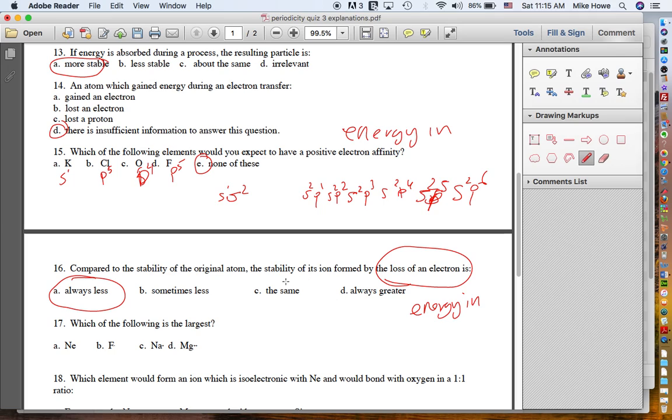Okay, so ions are less stable. Positive ions would be less stable than their regular atoms. Okay, the largest. Now this is that one about protons and electrons.